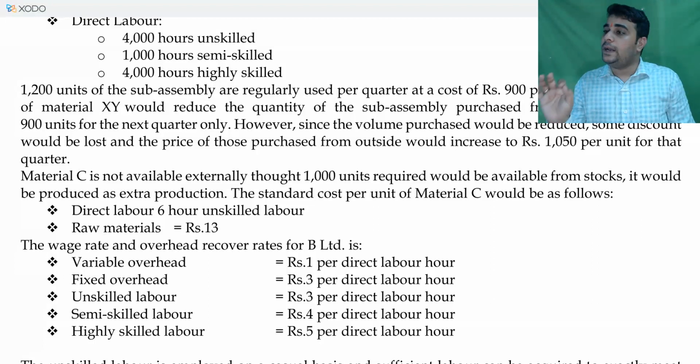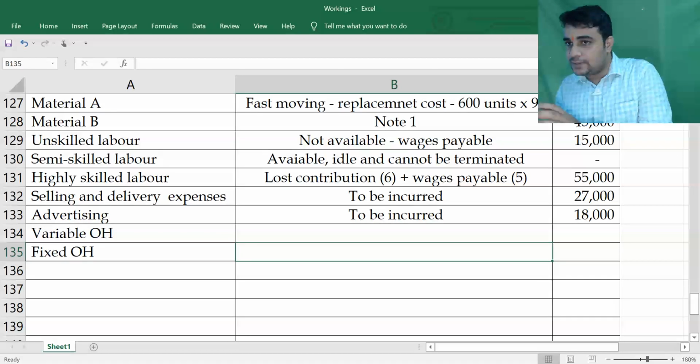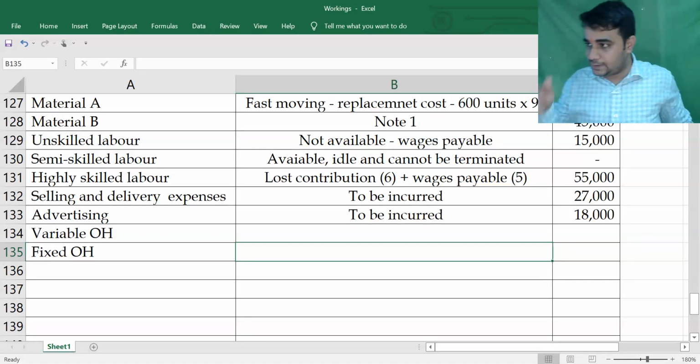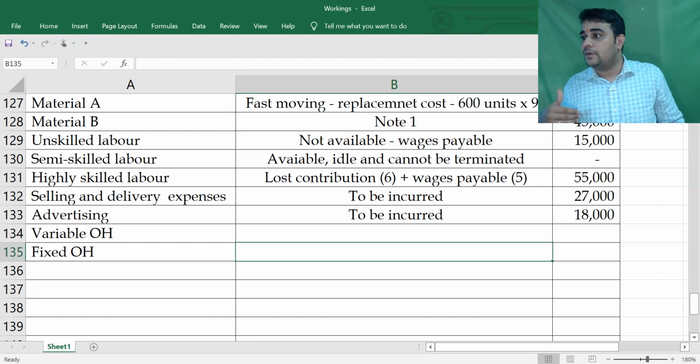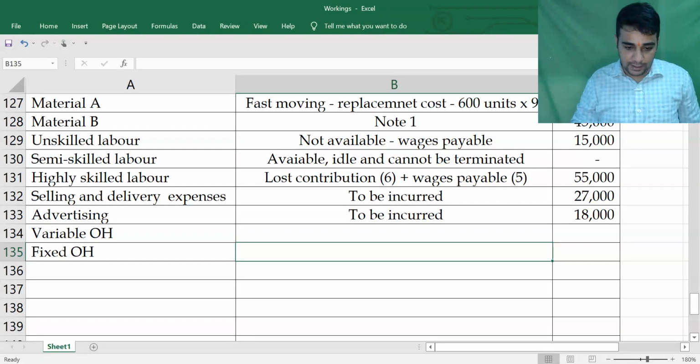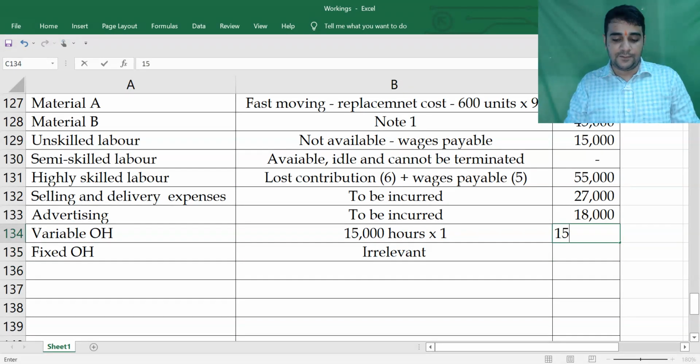Variable overhead is 1 per direct labor hour. So if you tell a semi-skilled person to work on the contract, the relevant cost of him is 0. But on that I will incur some variable overhead, because the variable overhead given in the question is 1 per direct labor hour. So this is 15,000 hours into 1, and this is irrelevant unless they give me extra information.